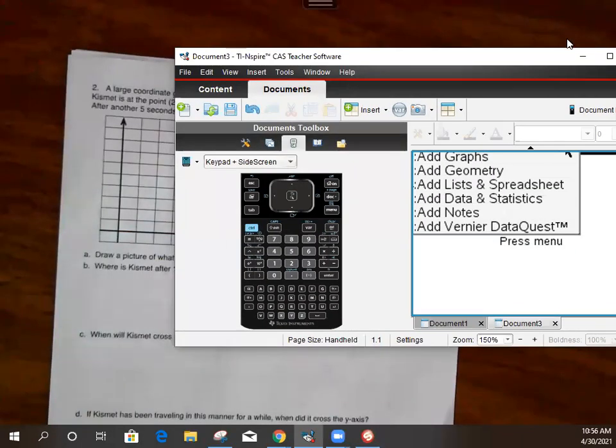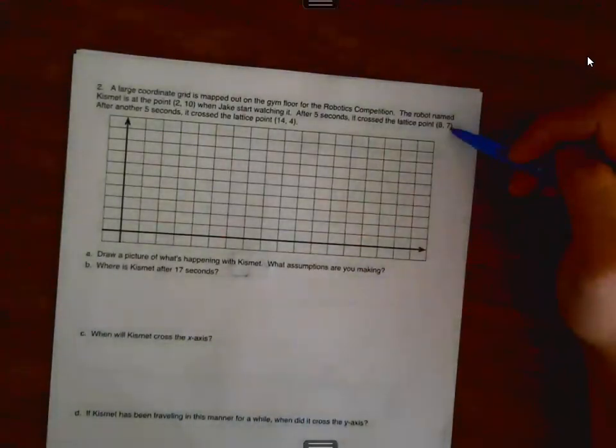All right, so let's read this. A large coordinate grid is mapped out on a gym floor for the robotics competition. The robot named Kismet is at the point 2, 10 when Jake started watching it. After 5 seconds, it crossed the lattice point 8, 7. After another 5 seconds, it crossed the lattice point 14, 4. Draw a picture of what's happening with Kismet. What assumptions are you making?